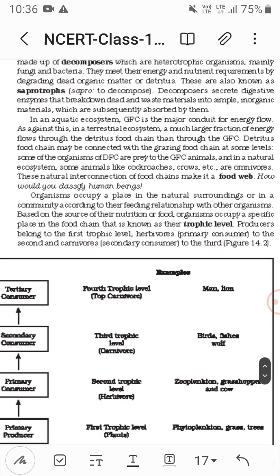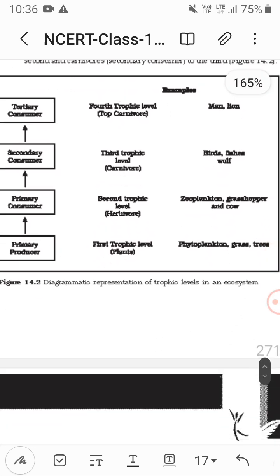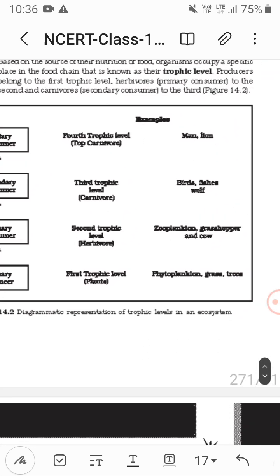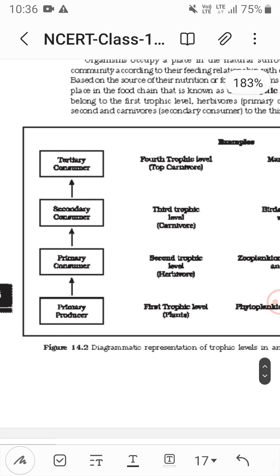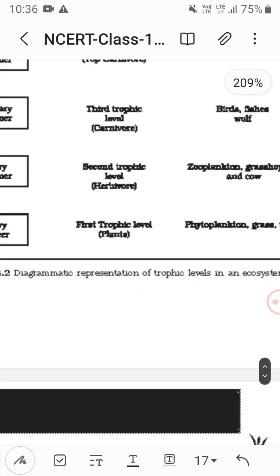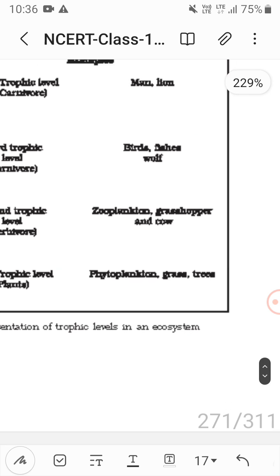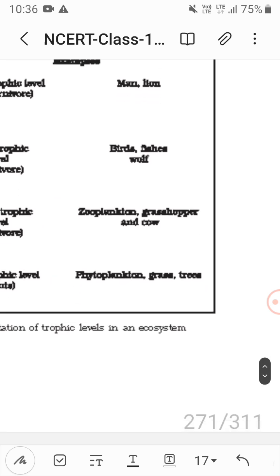Sapro means to decompose. Now this is the table, a diagrammatic representation of trophic levels in an ecosystem. For examples, you see primary producers. The first trophic level is plants. Examples: phytoplankton, grass, and trees.